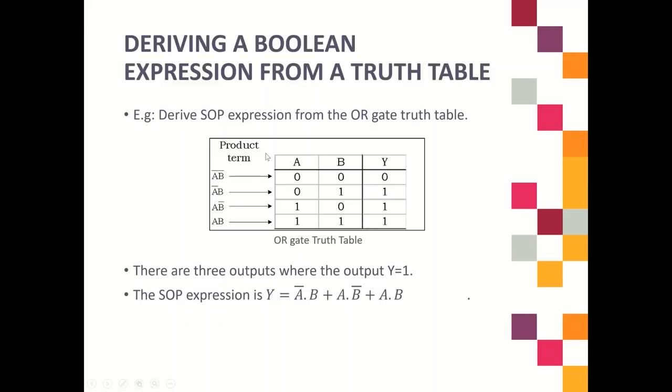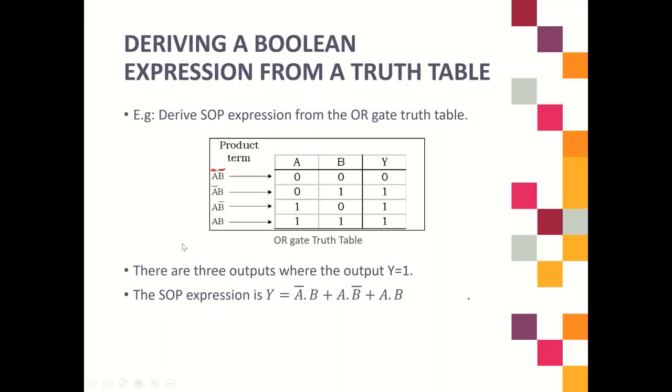For the SOP, you need to sum all the product terms where the output logic is equal to 1. So this is the product term. The first is actually A bar and B bar. It is not connected, though it looks connected. So here there are 3 outputs where output Y is equal to 1. So what is the SOP expression? The SOP expression for this truth table is Y equals A bar and B.